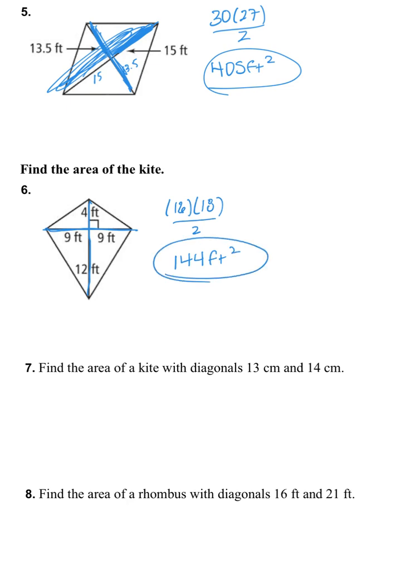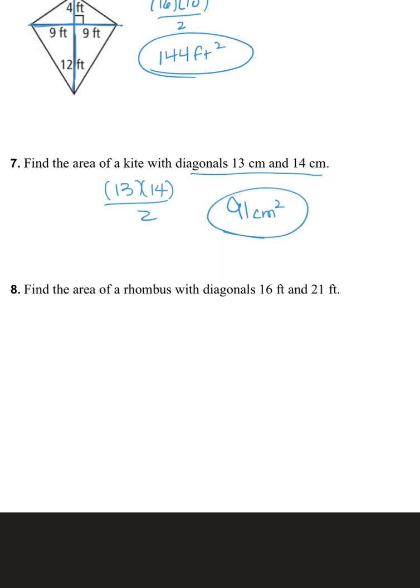All right, next one, area of a kite. Diagonals are 13 and 14. So 13 times 14 divided by 2. 13 times 14 is 182. Divided by 2 gives me 91 centimeters squared. All right, last example. All right, rhombus, the diagonals are 16 and 21. So 16 times 21 divided by 2, which gives us 336 divided by 2, and the total would be 168 feet squared.